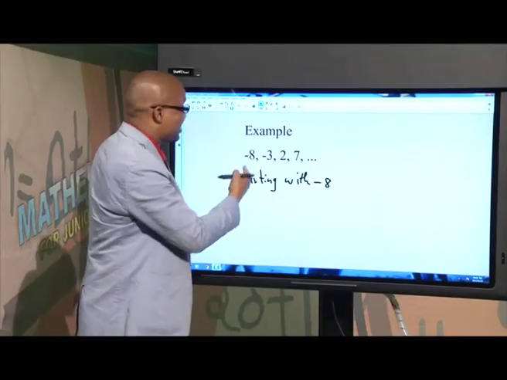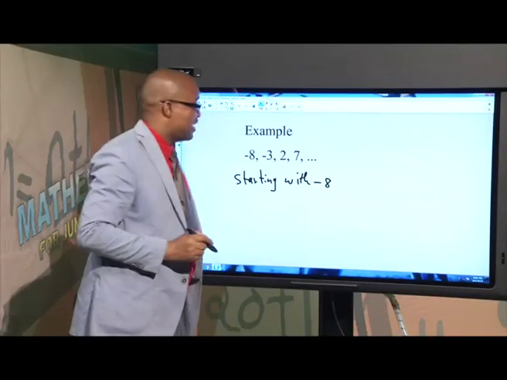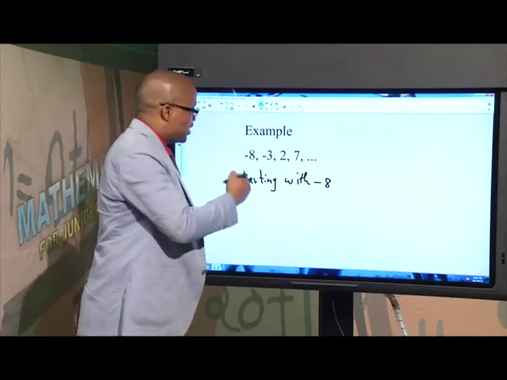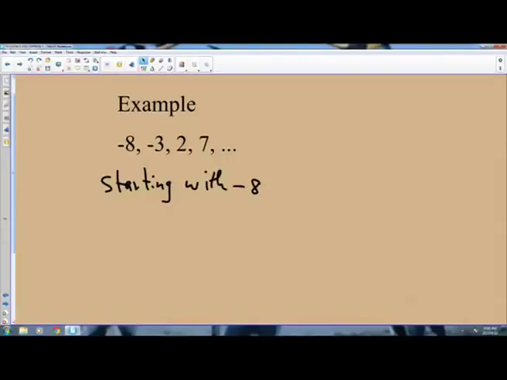What are you going to do to this negative 8 to get the next term? In this case, it's minus 3. What should we do to minus 8 to get minus 3? Now, we can see that minus 8 plus 5 gives minus 3. So, starting with minus 8, add 5. This is how this sequence is formed.